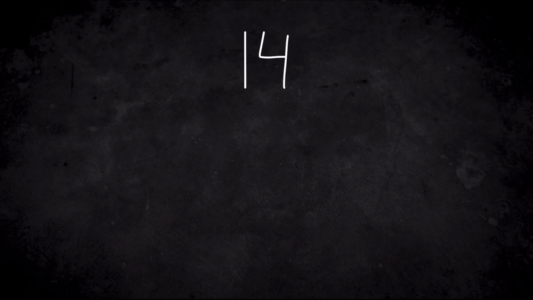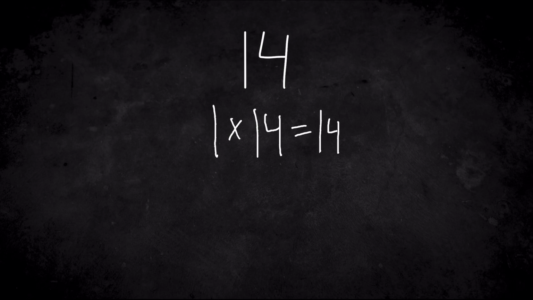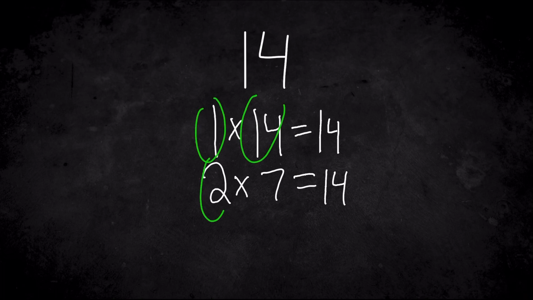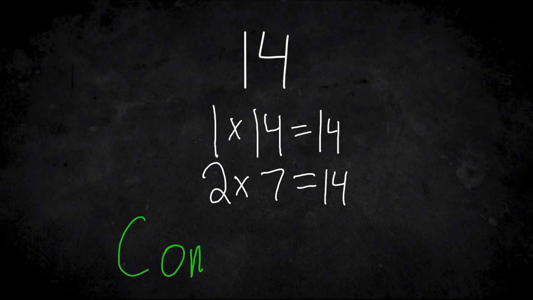Next we have 14. Now 1 times 14 equals 14. Since this is an even number, we know that 2 times something will equal 14 too, and that is 7. So 2 times 7 equals 14. There are no other factors of 14, but if we count them, 1, 14, 2, and 7, we have factors that are not just 1 and 14, which means we have more than two factors, which means that this is a composite number.